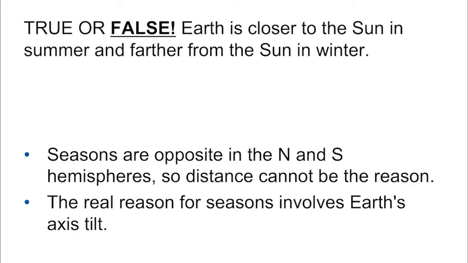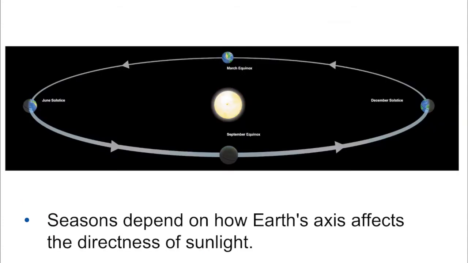Seasons are opposite in the northern and southern hemispheres, so distance literally cannot be the reason. Otherwise, our definition of summer and winter would have to be changed. The real reason for seasons involves Earth's axial tilt, the 24.5 degrees that our rotation axis is tilted relative to our orbital axis, or relative to the plane of our orbit. Here's the idea. Look at Earth. See that little tilt, just like the way globes are made? That's the axial tilt.